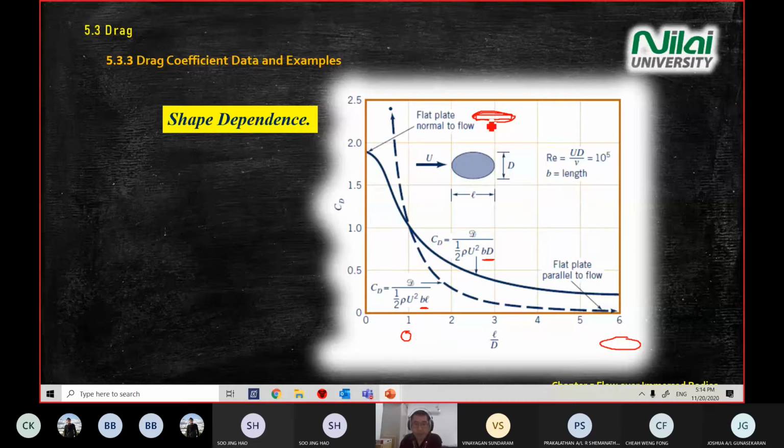Okay, so this graph gives you the general idea. What happens if you change the shape? It will drop.